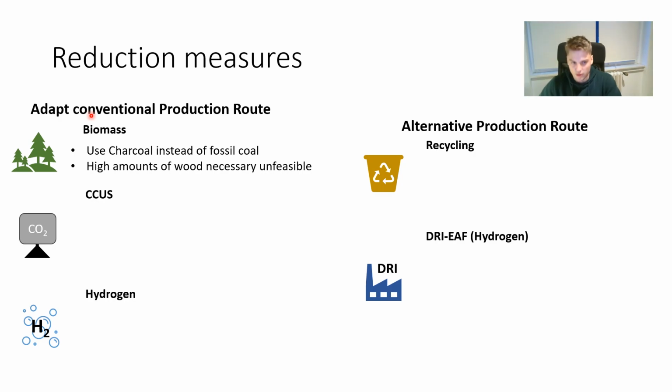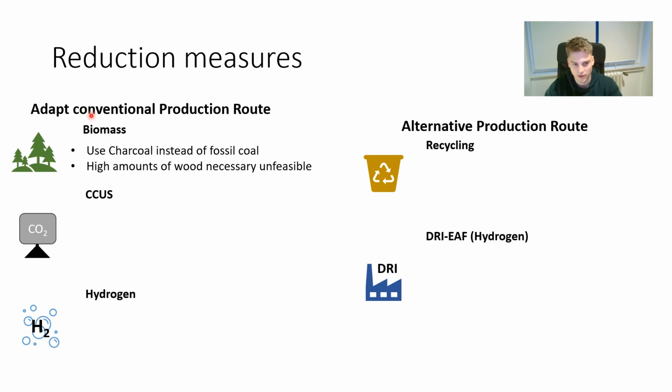The problem with biomass is that we would need a tremendous amount of wood. And while this could be useful to reduce emissions for some single plants where the conditions are right, for the large-scale application for the whole industry it would not be feasible because of the high amounts of wood that would be necessary. Also in regard of the already ongoing deforestation and loss of biodiversity.